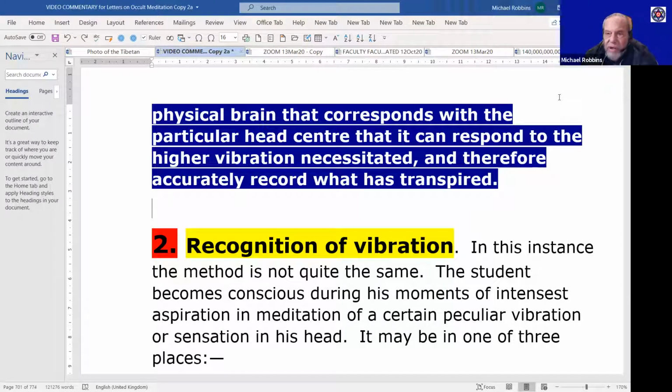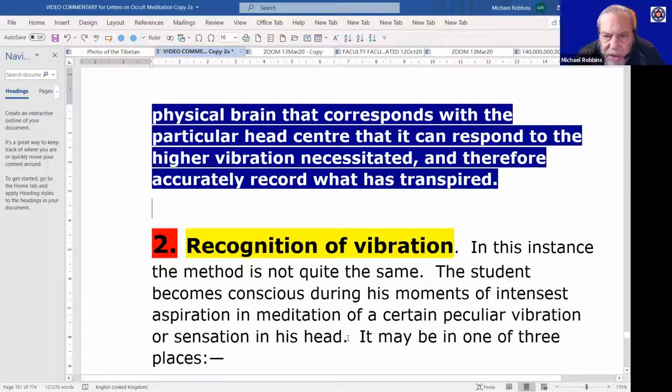So, recognition of vibration. In this instance, the method is not quite the same. The student becomes conscious during his moments of intensest aspiration. Note how important aspiration is. It's not something that is to be discounted and said, well, okay, it's only for aspirants. We're all aspirants, aren't we? The student becomes conscious during his moments of intensest aspiration in meditation of a certain peculiar vibration or sensation in his head. And it may be in one of three places.